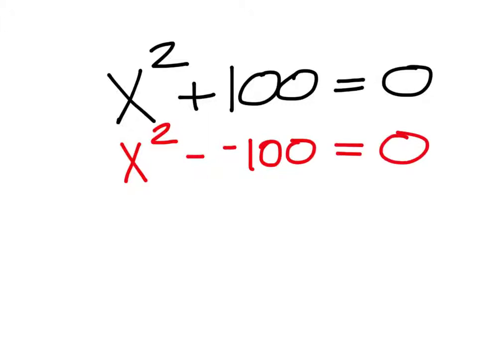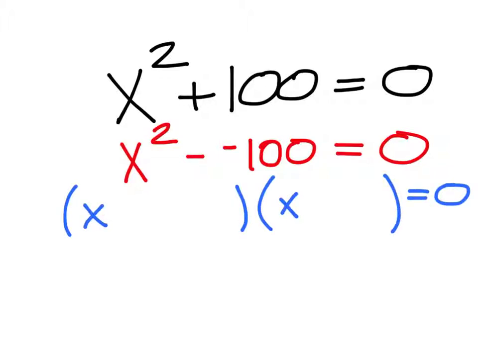So now we have a difference, but it's technically not a perfect square because of the negative 100. But here's where the imaginary numbers come in. If I were going to break this apart as a difference of two squares, I have to find the square root of x squared, which is going to be what? x. So we put the x down there. And we know to alternate the signs. But now we're going to have the square root of a negative 100.